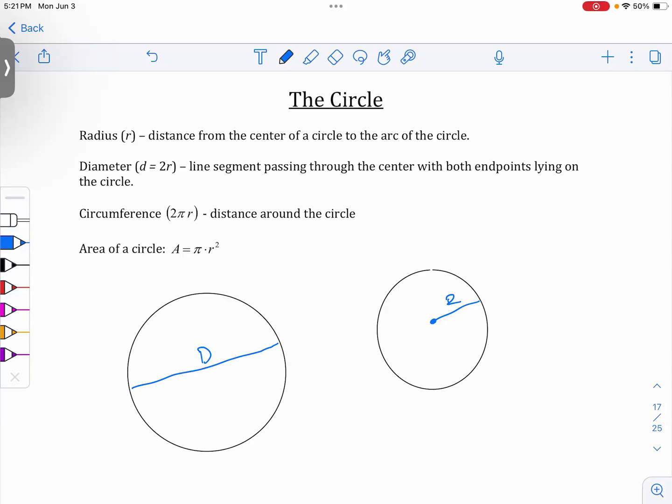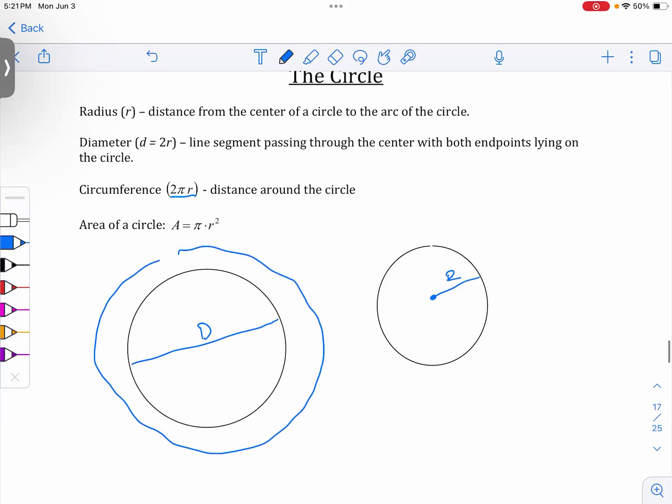Instead of saying perimeter for a circle, we call that the circumference, and that's the distance all the way around a circle, which can be found by the equation 2 pi r. The area of a circle then is the equation pi r squared.